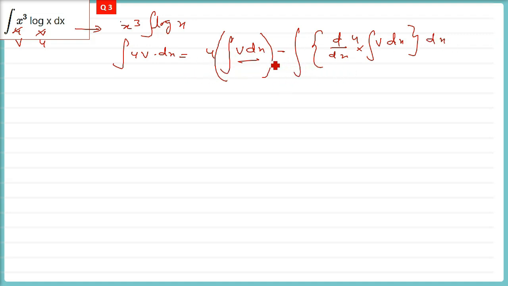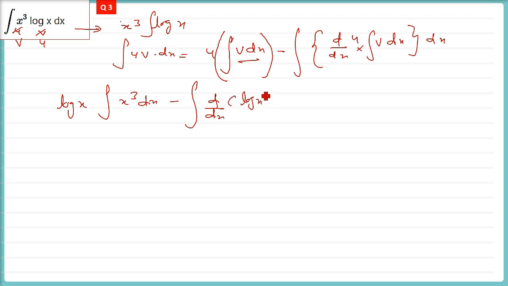Now let me tell you, u is taken as log x, v is taken as x cube, so d by dx of u has to be done, log x has to be differentiated. So let's take this. Now u is log x, we are taking it outside. Integration of v dx, which is x cube dx, minus integration of d by dx of u, which is d by dx of log x.